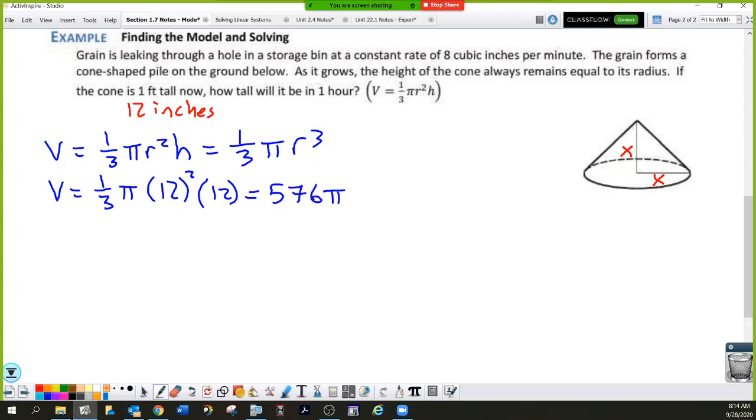We want to have the pi there because it's an exact answer, 576 pi. Great. So we know that right now it's 576 pi when it is exactly 1 foot tall. It wants to know how tall it will be in 1 hour.